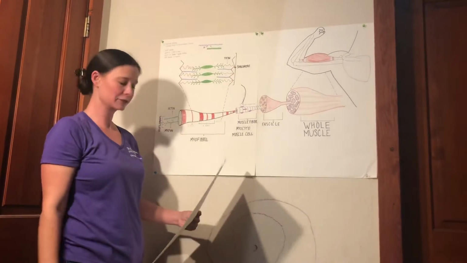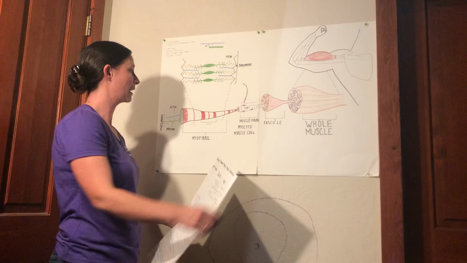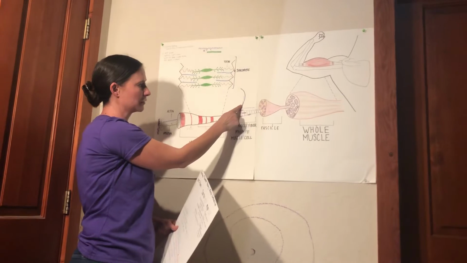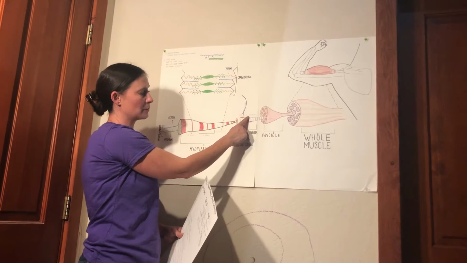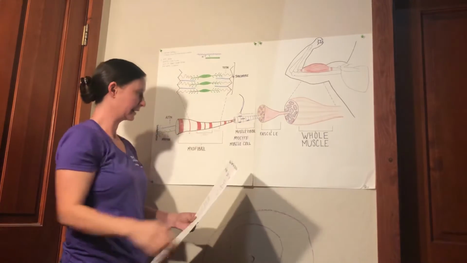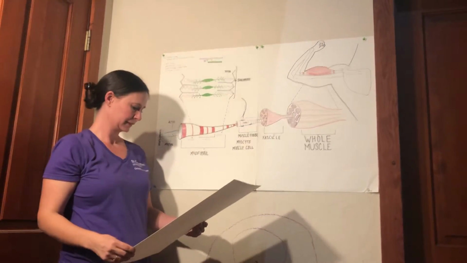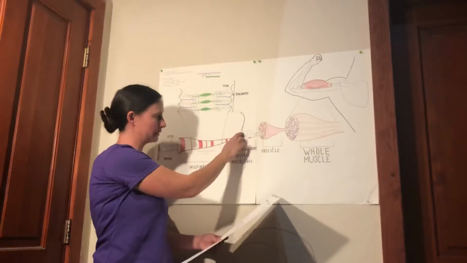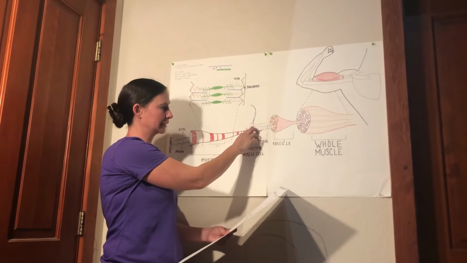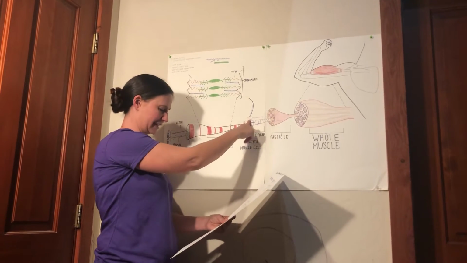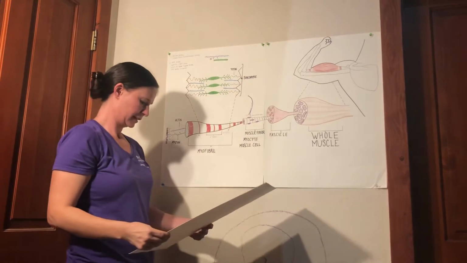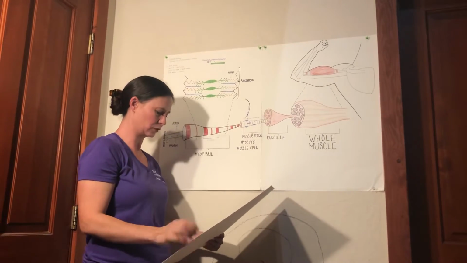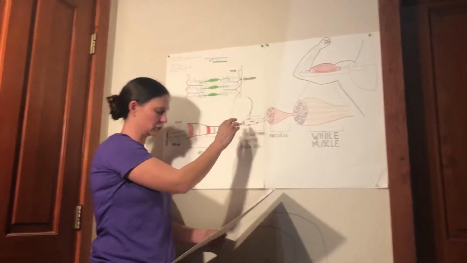So for muscle contraction to happen, the first thing that needs to happen is the brain sends an electrical message down the motor neurons to the neuromuscular gap. And here at the neuromuscular gap, acetylcholine is released, and it binds to the acetylcholine receptor sites here. Once the acetylcholine binds to the acetylcholine receptors, it opens sodium channels.